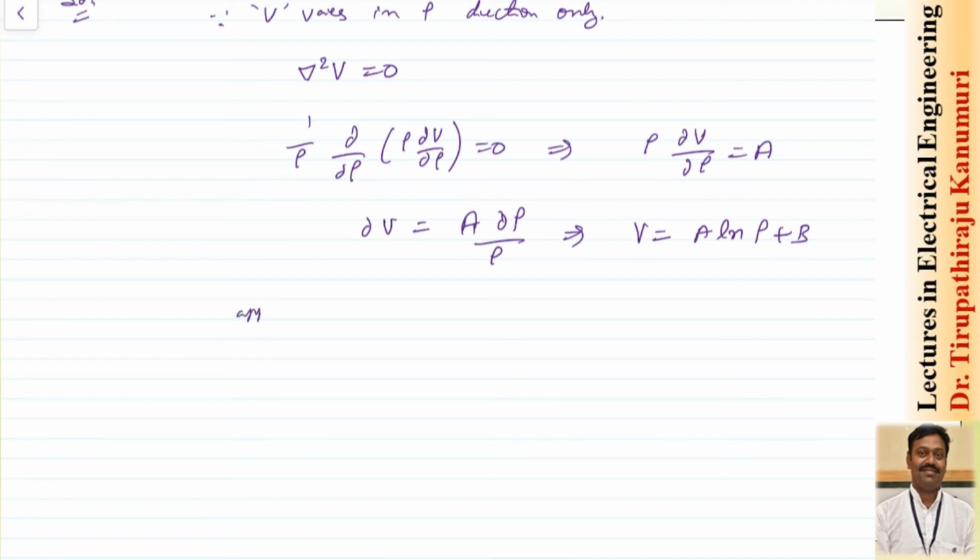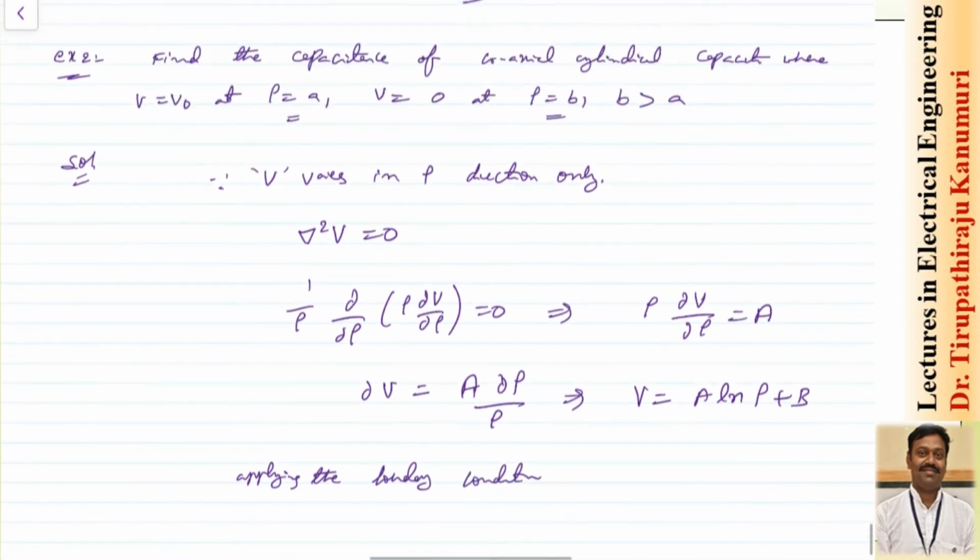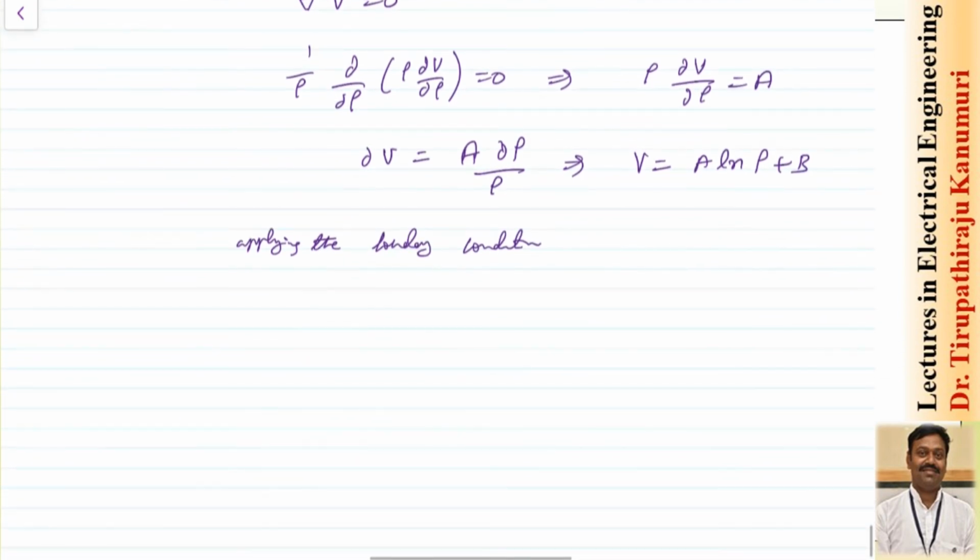So let us apply the boundary conditions. So by applying the boundary conditions, two boundary conditions are there. One is V is equal to V naught at rho is equal to A, and V is equal to 0 at rho is equal to B. So you will get the values of A and B, and if you substitute, I am directly writing the answer. This will become V naught into ln of B by rho divided by ln of B by A. This is what we get.